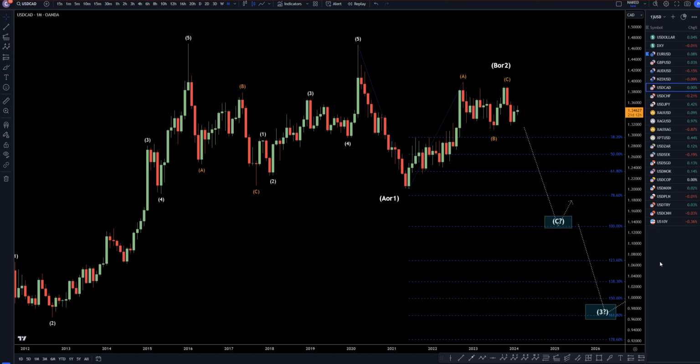Today is Thursday, February 8th, and I'm going to be analyzing the US dollar Canadian, starting on the monthly, working my way down to the 1 hour time frame for the full top-down analysis.